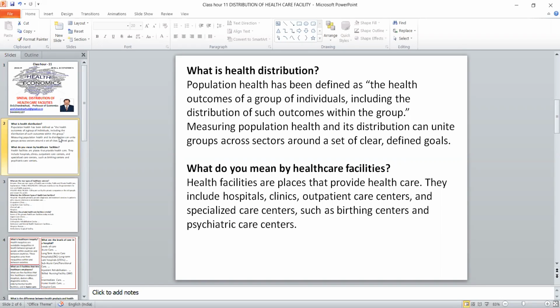Basically they asked one particular question: what do we mean by health distribution. First you should know what we mean by health distribution. Population health has been defined. In economics, we call population health nothing but public health. It is the health outcomes of a group of individuals, including the distribution of such outcomes within the group. That is what the WHO has defined about public health. Measuring the population health and the distribution can unite the group across sectors around a set of clear and well-defined goals for the distribution of the healthcare sector.